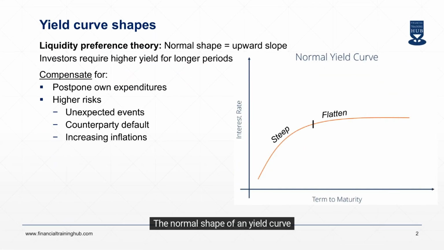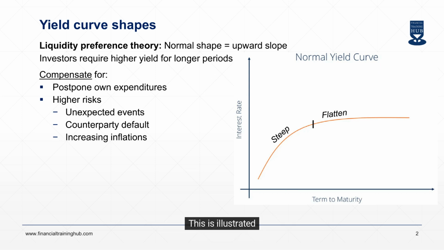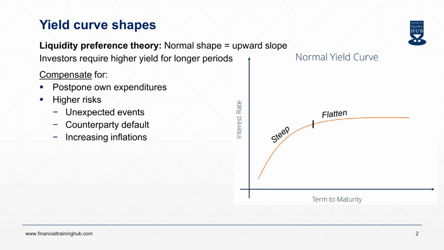The normal shape of a yield curve is an upward slope. Generally, the yield increases are bigger for short compared to long maturities. This is illustrated by the steep and flattening part of the normal yield curve graph.